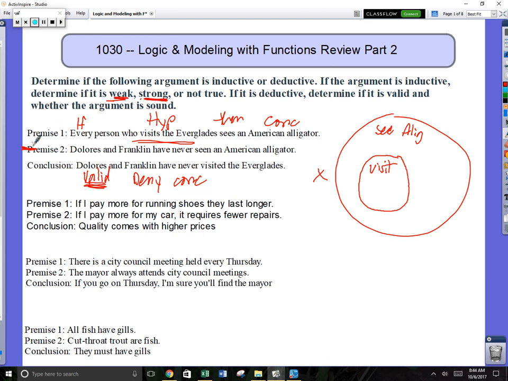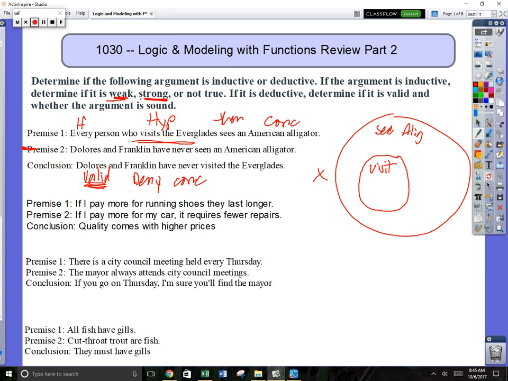Now, do we think that it is sound or unsound? So maybe my first premise, every person who visits the Everglades sees an American alligator. I'm sure we can find people who have visited the Everglades who have not seen an alligator, so this is probably a pretty weak argument. Your first premise can't totally be true. So that might be weak, unsound. Okay, next one.